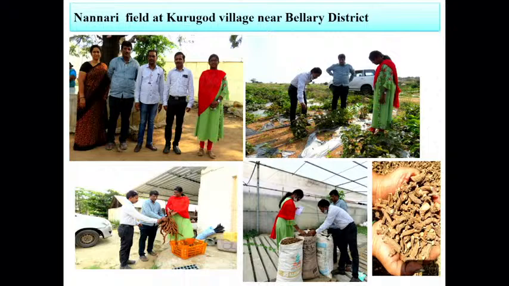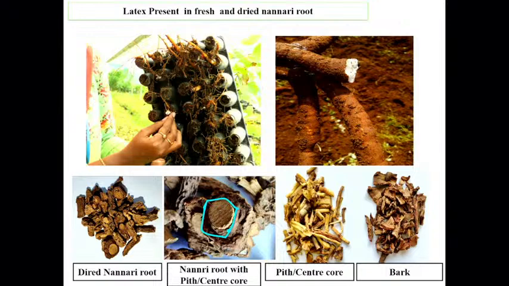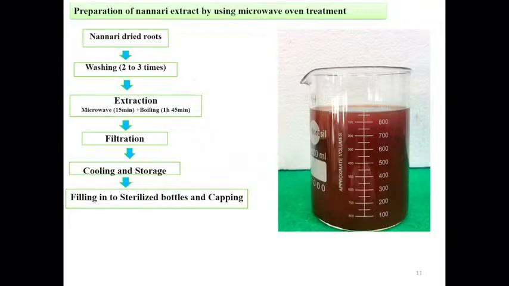Nannari is also coming up in a big way in Karnataka and Andhra Pradesh, with almost 500 acres commercially cultivated now. The main challenges faced are enzymatic browning, microbial growth, and flavor changes because of the latex contained in the roots. So the objective is to standardize the technology for Nannari extract instant spray-dried juice. This is the process flow chart.